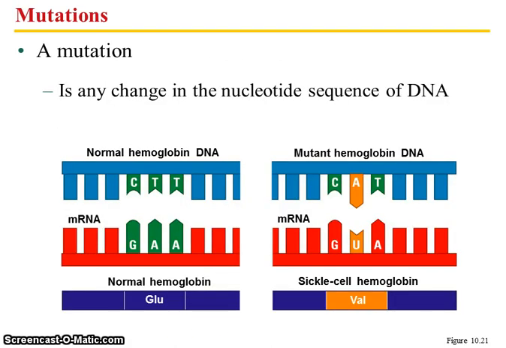Now let's look at mutations. A mutation is any sort of change in the nucleotide sequence, any changes in the nitrogenous base pairs. The example we've got here is the sickle cell anemia that we've looked at in previous chapters. We have just one change that changes our codon. So now instead of coding for glutamic acid, we're coding for valine, different amino acids with different structures and different properties that change the shape of hemoglobin.